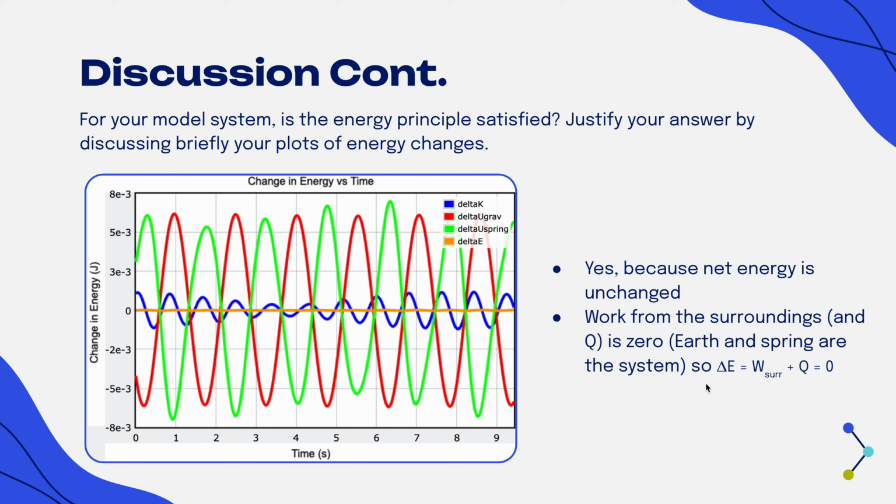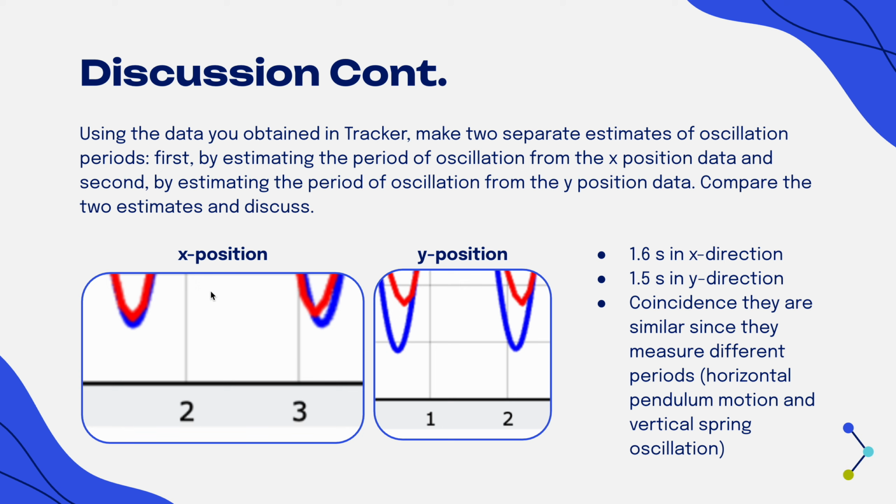And then secondly, the period of the oscillation. It's around 1.6 seconds in the x direction and 1.5 seconds in the y direction. That's looking at the red peaks. It's just a coincidence that they're similar since they actually measure different periods. The horizontal one is kind of like the pendulum motion. Meanwhile, the vertical one is the actual period of the spring oscillation itself. It's not exactly that, but it's pretty much how you could think of it.